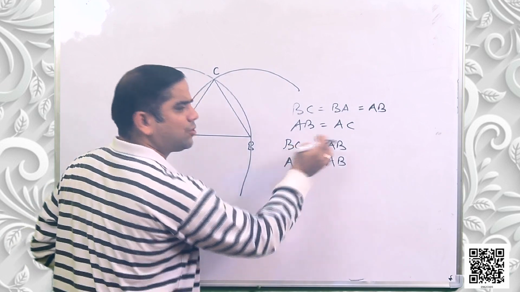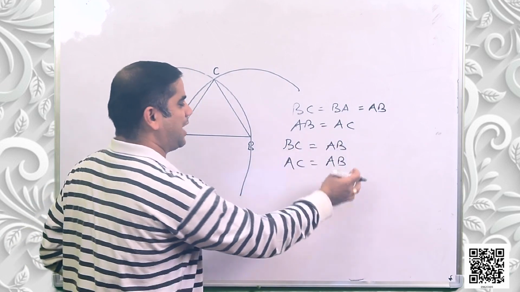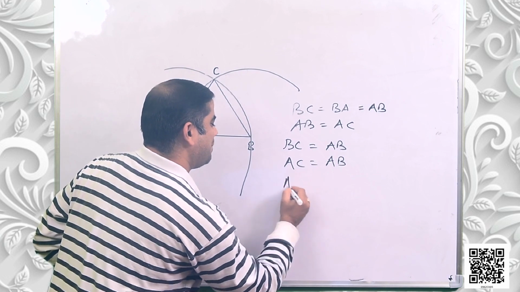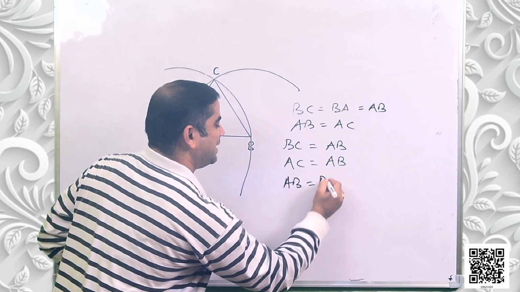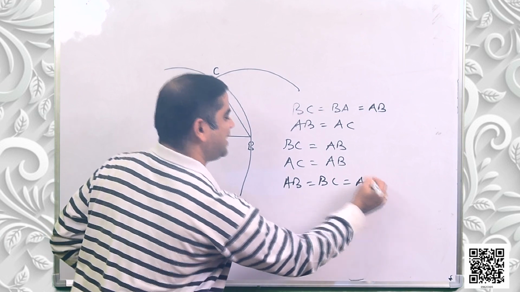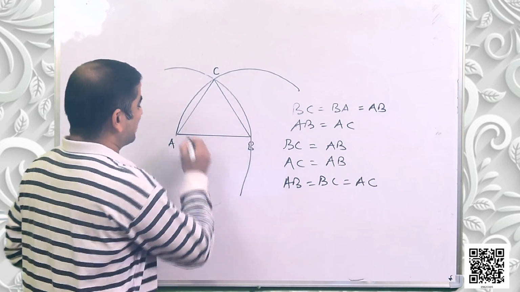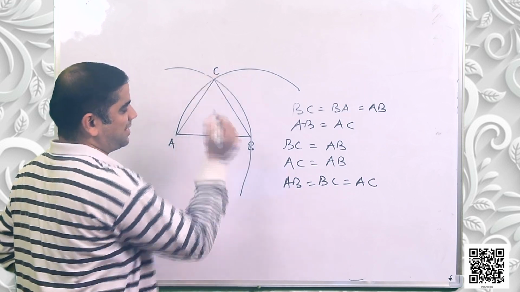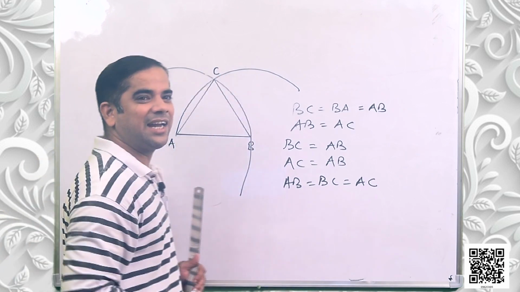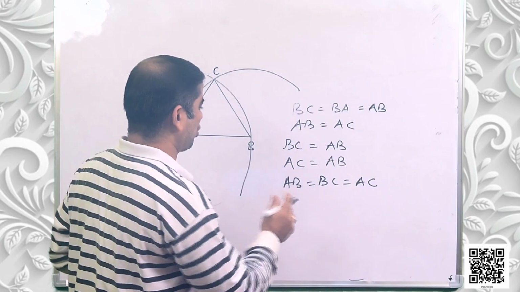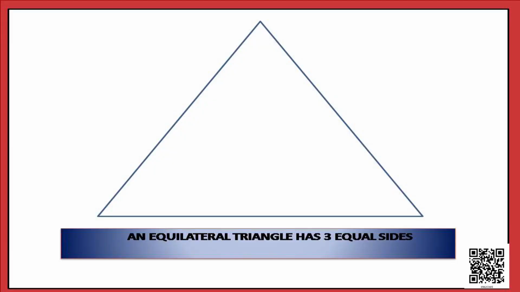So here BC is equal to AB, AC is equal to AB, that means AB is equal to BC is equal to AC. That means the given line segment AB, the line segment AC and line segment BC are equal to each other. So as we know that the equilateral triangle has three equal sides, isn't it?